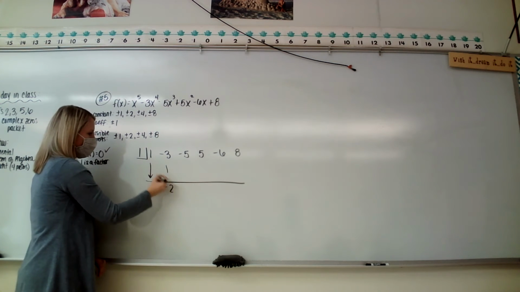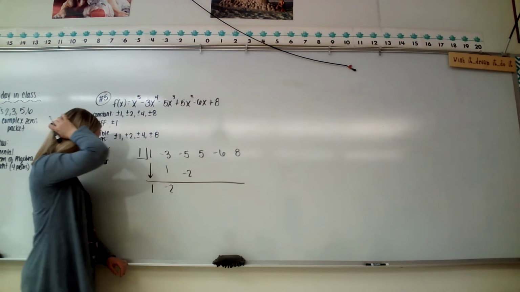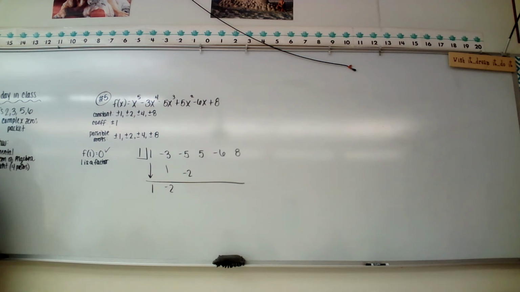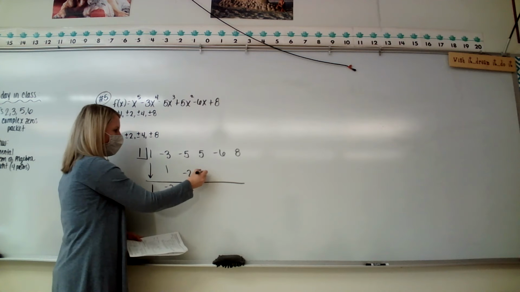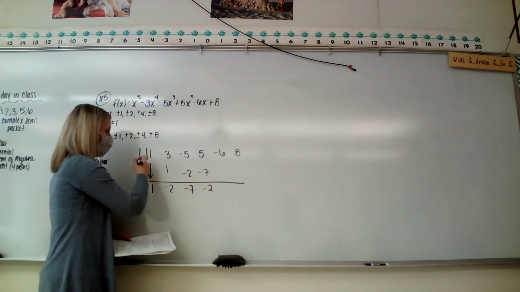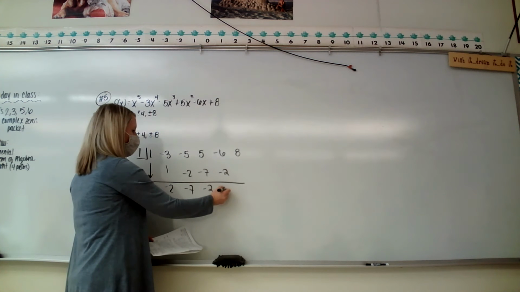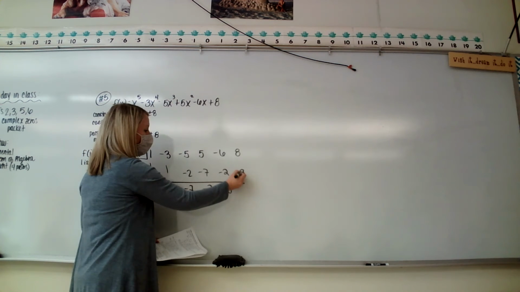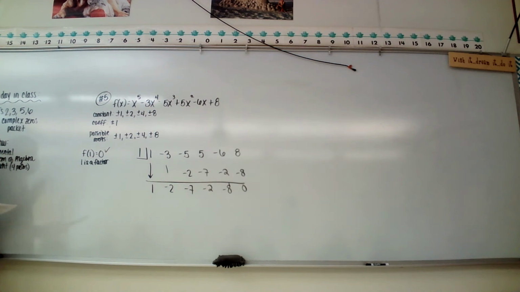1 is negative 2. Negative 2. Sorry, couldn't remember what my actual answer was. Negative 7. Negative 7 is negative 2. Is negative 2. Is negative 8. Is negative 8 is 0. Okay. You should have a remainder of 0 because we just found that that was a factor.